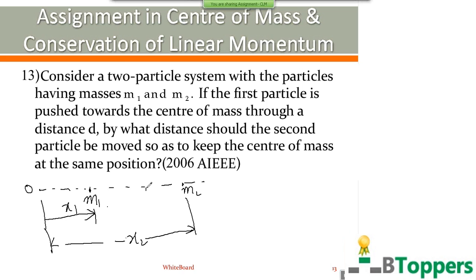Let C denote the position of the center of mass of the system of the two masses, which remains at the same position. Let x1 dash be the new distance of m1 from the origin. Here it is given that the first mass m1 is moved by distance d towards the second mass m2. Let the second mass m2 be moved by distance d dash.